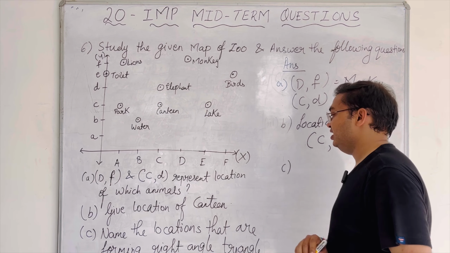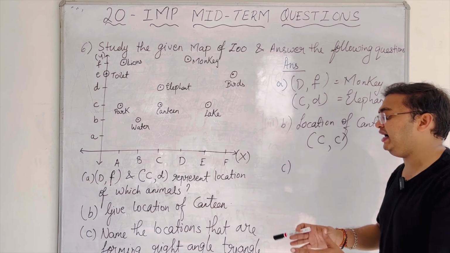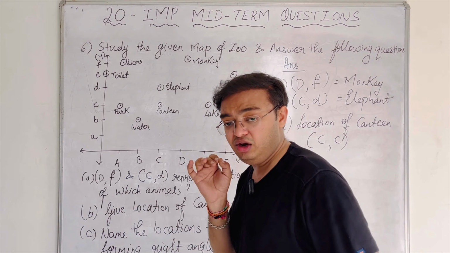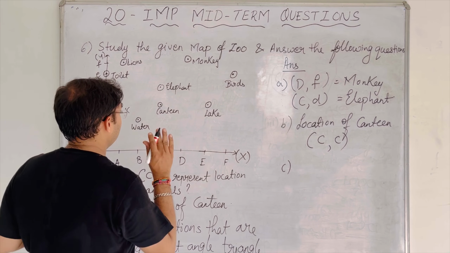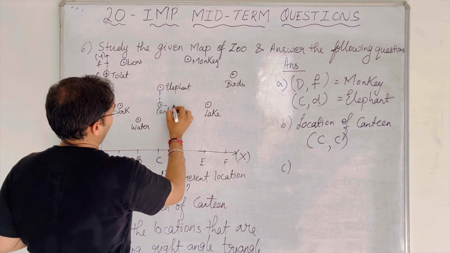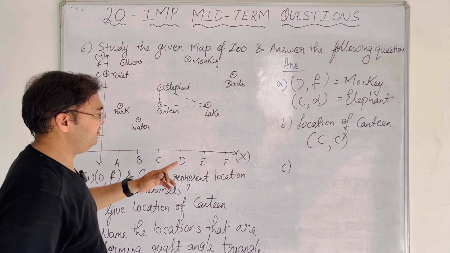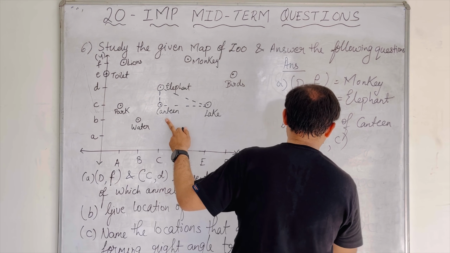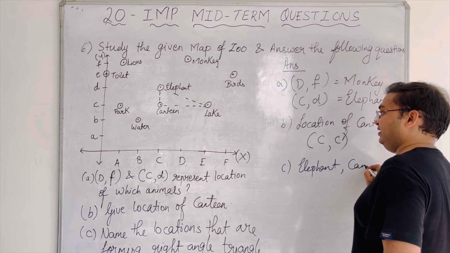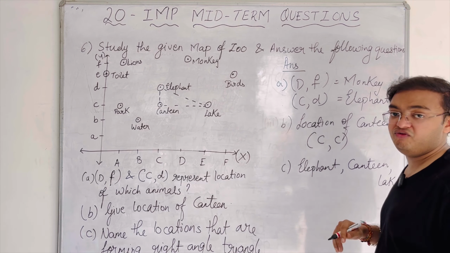In the same way we'll move to the third one, that is, name the locations that form a right angle triangle. Out of all the locations, we have to find such locations which form a right angle triangle. See, first of all, it is very clear that if I draw over here, then it is forming a right angle triangle. So what is the first right angle triangle's name? It is elephant, then we have to write canteen and lake.